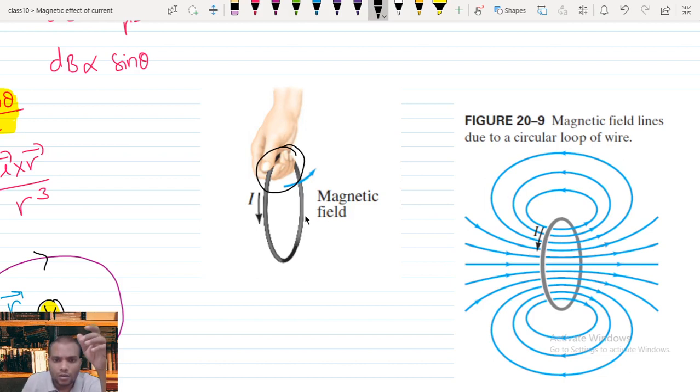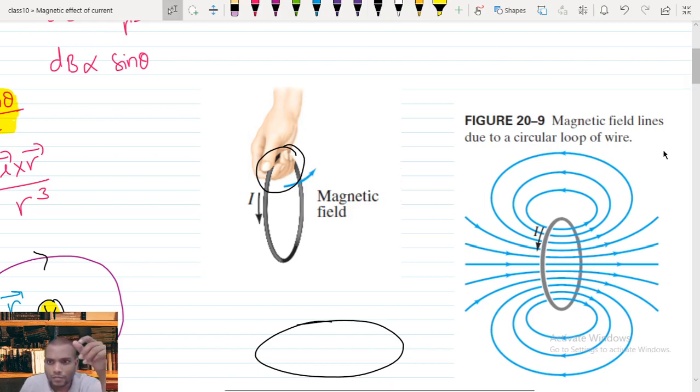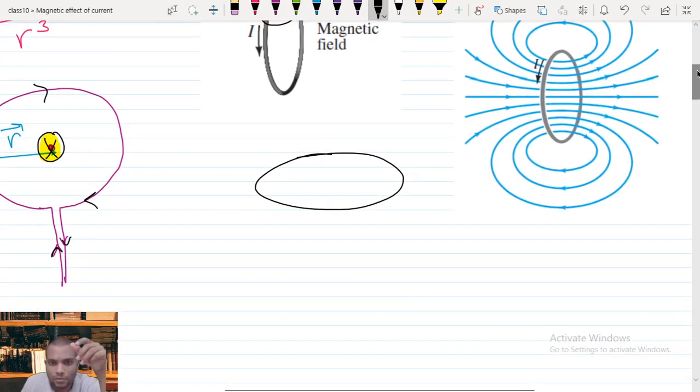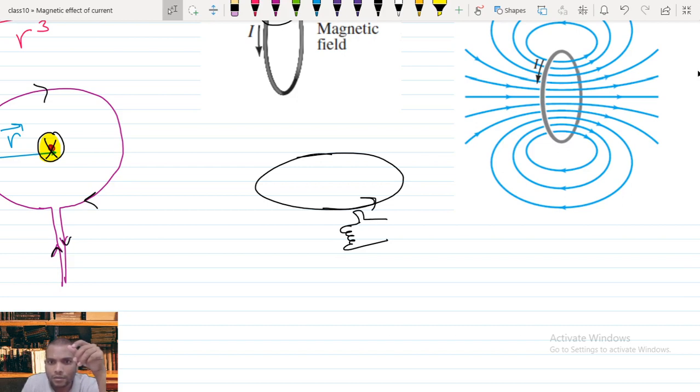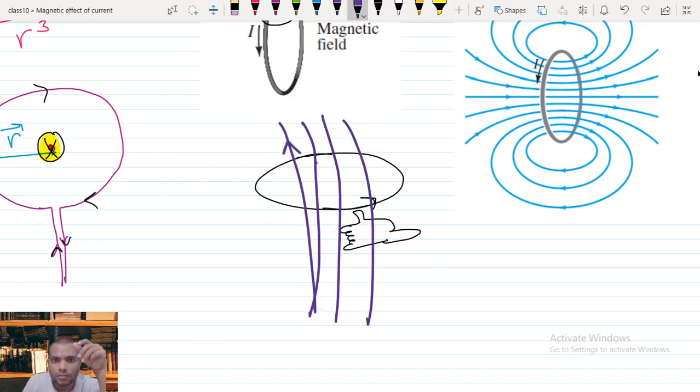So if this is a circular coil, and suppose I fold my fingers, these fingers represent the direction of current, and the thumb of my hand represents the direction of the magnetic field. So in this case the magnetic field direction is along this direction. So this is the magnetic field direction, and the curl of the fingers represents the direction of the current. So this is a very useful law to find the direction of the magnetic field in a current carrying loop, which is known as the right hand thumb rule.